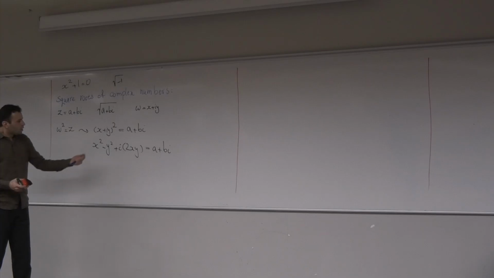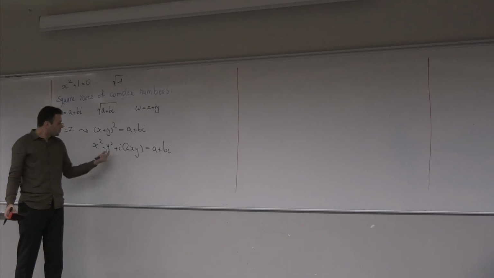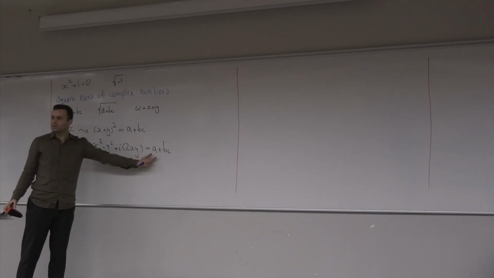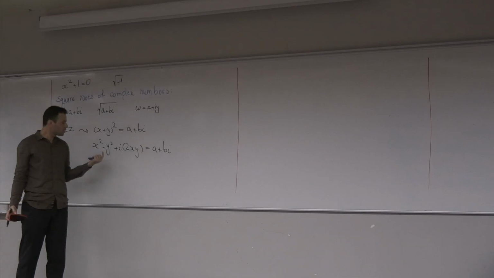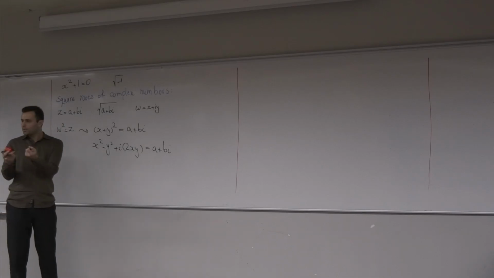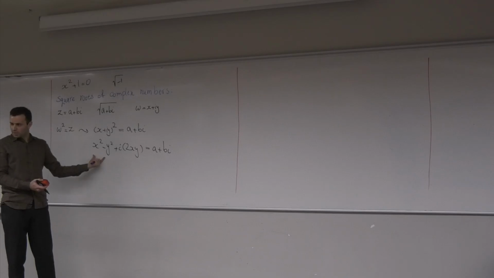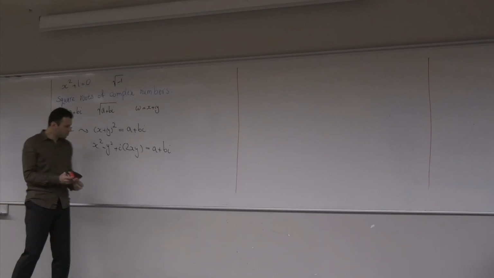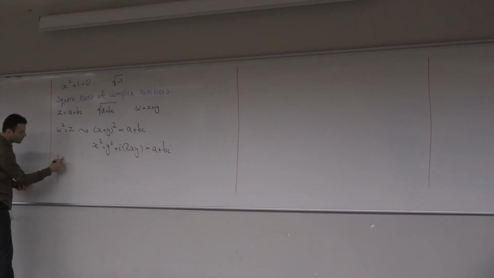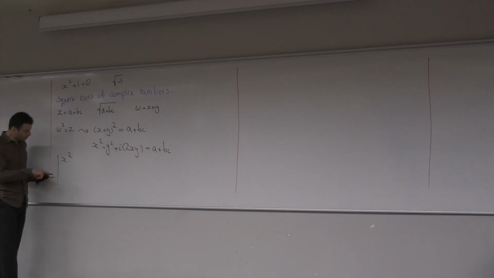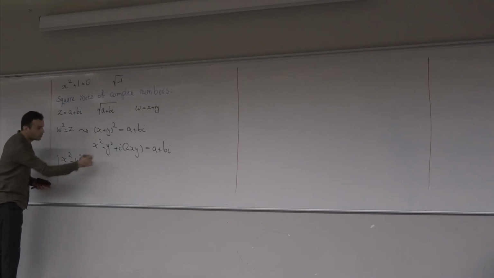Okay. What we see here is that we have two complex numbers that are equal to each other. So what should we do? When two complex numbers are equal to each other, their real parts are equal to each other, which means that this x to the power of 2. Are you going to be able to see it here? Okay, x to the power of 2 minus y to the power of 2 equals a.